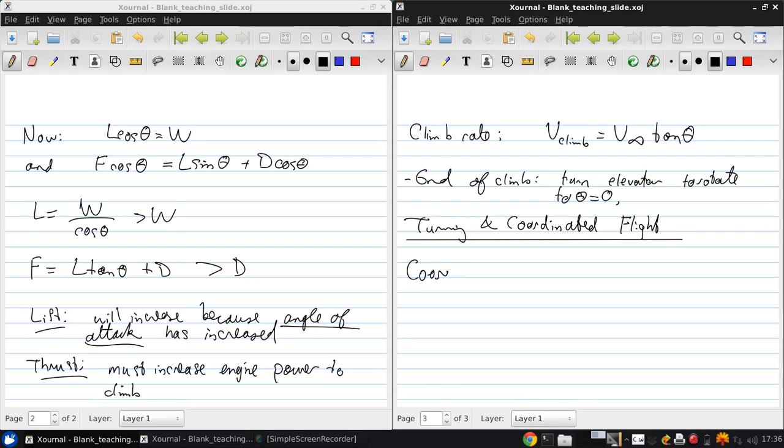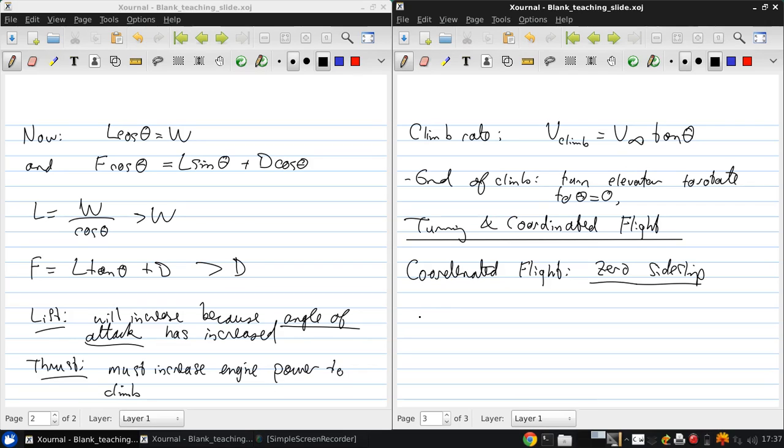And this just means zero side slip. So zero velocity along the lateral axis of the aircraft. So this requires using, in general, the elevator, ailerons, and rudder all simultaneously.